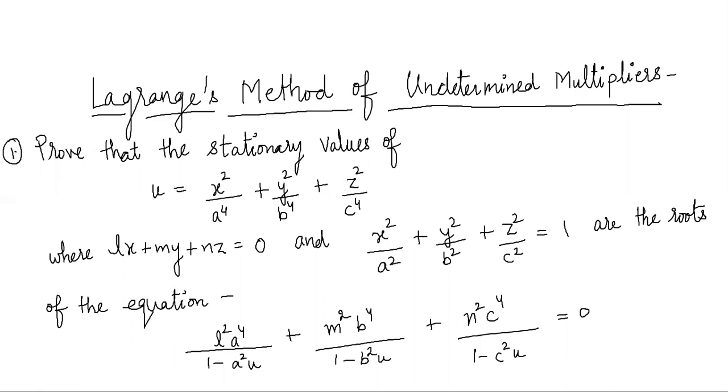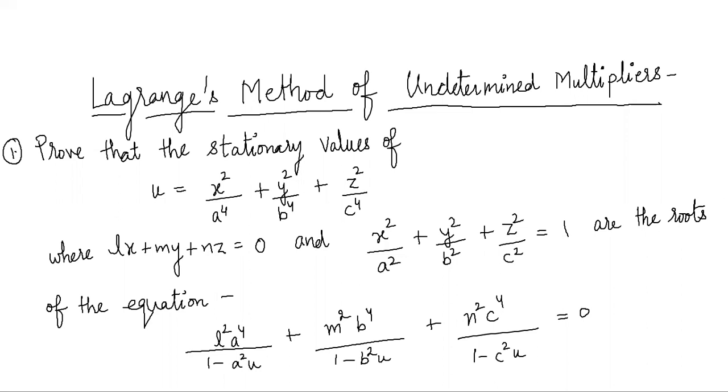We have to prove that the stationary values of the given function, which is u, are the roots of this equation: L square a raised to power 4 divided by 1 minus a square u, plus m square b raised to power 4 divided by 1 minus b square u, plus n square c raised to power 4 divided by 1 minus c square u, equal to 0.